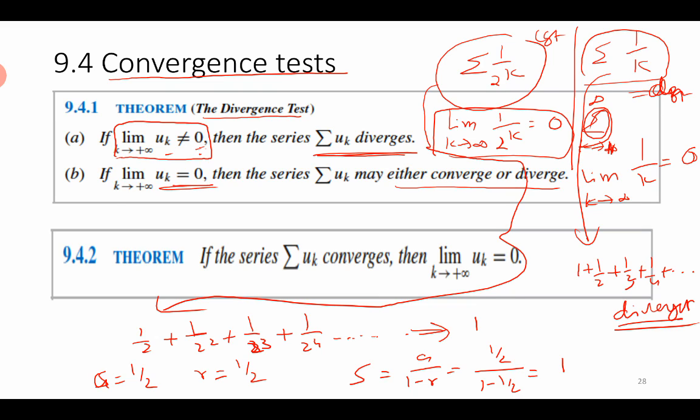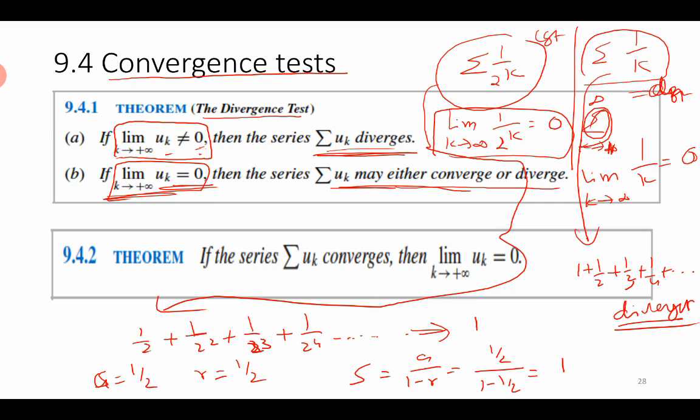So when the limit of the kth term is 0, we cannot conclude whether the series is convergent or divergent. That is the concept. But if it is non-zero, obviously the series is divergent. That's it. It should not be 0, otherwise it is divergent. That is why this is called the divergence test. This test says whether it is divergent or not, by use if the limit is non-zero.